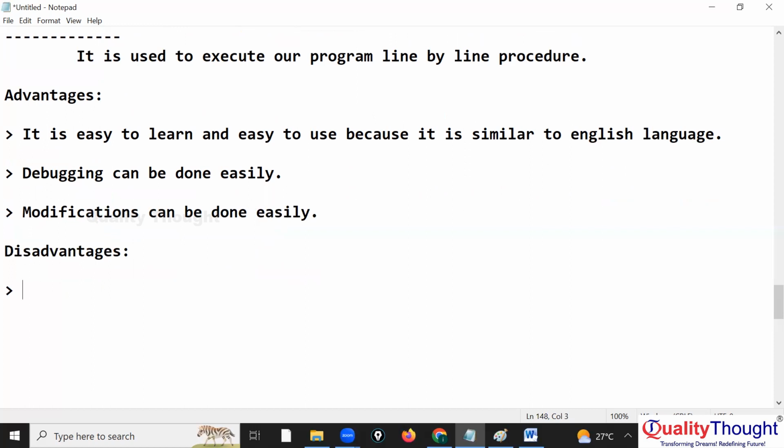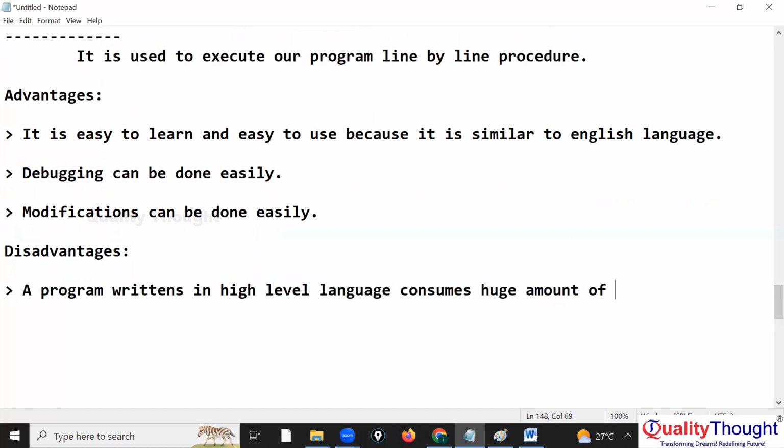A program written in a high level language consumes a huge amount of memory, guys. When you compare with a low level language, a low level language will take very little memory. A high level language will take more memory. But what to do, sir? Computer understands low level language. User understands high level language. That is the reason we are working with high level language today.